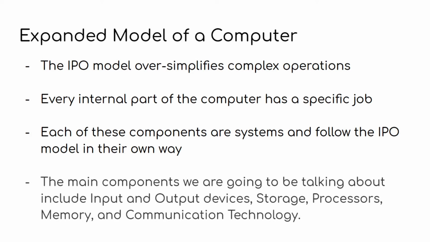So the main components that we're going to be talking about right now include input and output devices, storage devices, processors, memory, and communication technology. Now, we're not necessarily going to talk about communication technology right now. We're going to come back to that in a future chapter where we talk in detail about networking. But for now, just note that your computer is technically connected to and part of a network of other computers, and the way that it does that is using what we call communication technology. But we'll come back to that. For now, we're just going to talk about input and output devices, storage, processors, and memory. So let's get to it.